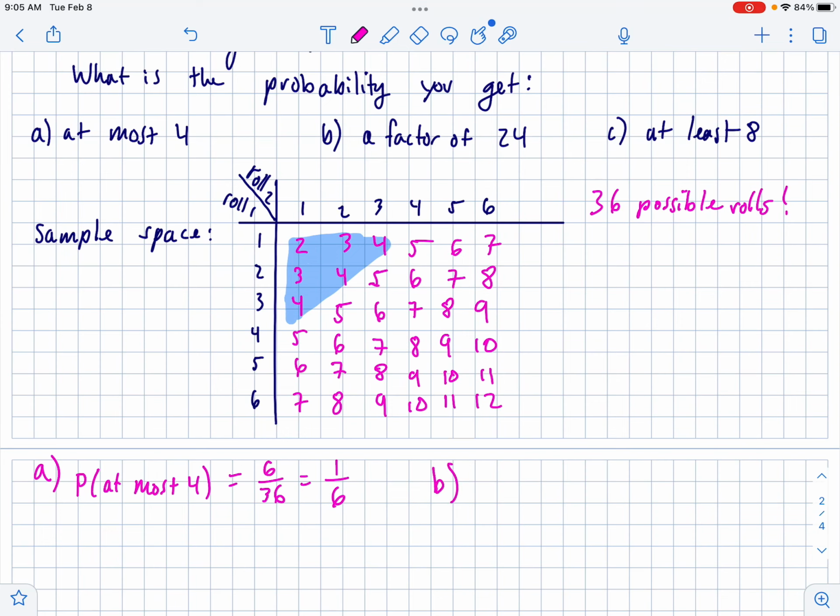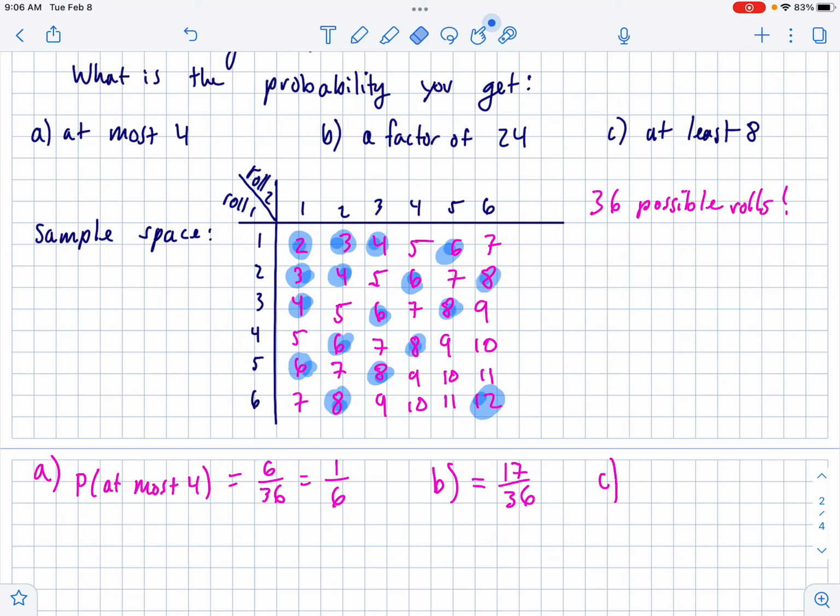Part B. A factor of 24. Well, factors of 24 are 2, 3, 4, not 5, yes, 6, not 7, yes, 8, not 9, not 10, not 11, but yes, 12. So if I count all these up, 1, 2, 3, 4, 5, 6, 7, 8, 9, 10, 11, 12, 13, 14, 15, 16, 17. So this one is 17 out of 36.